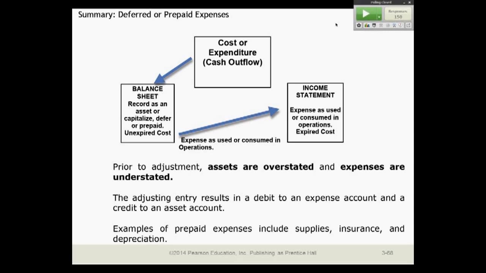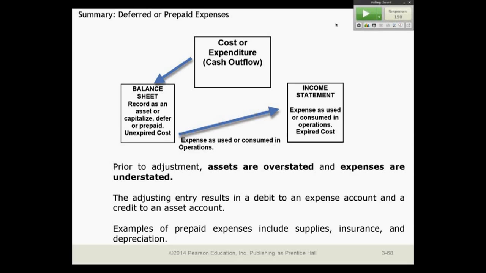As the expenses are used up or consumed, they swing this way. So if you look at the flow, it goes from the cost into the asset account, and then it swings into the expense as it's used up. Now, before you make the adjustment, the assets are overstated and expenses are understated. So if you look at prior to the adjustment, assets are too high. So for example, when we took our depreciation off the asset, that means that it is going to be reduced. Before we take the depreciation, it's going to be too high and we have to adjust it, and the expenses are understated. The adjustment always results in a debit to an expense and a credit to an asset.